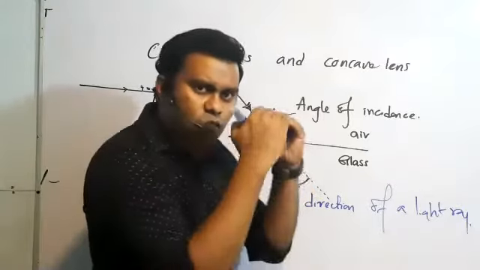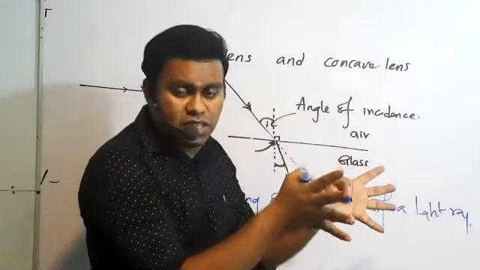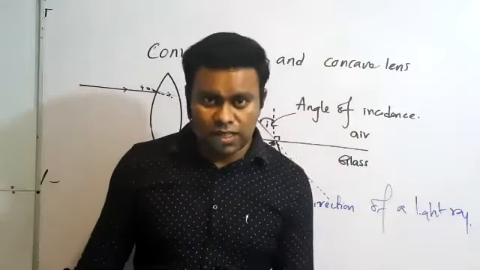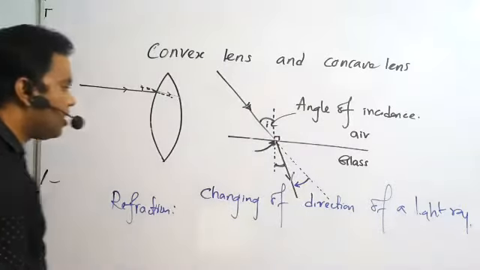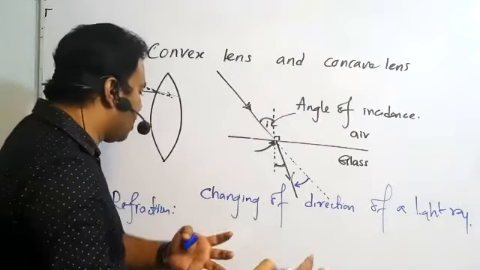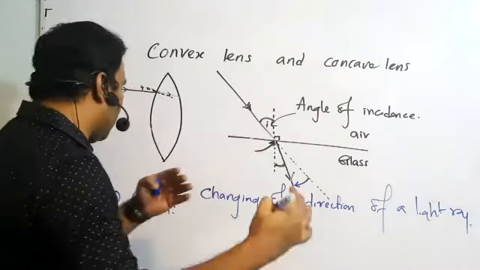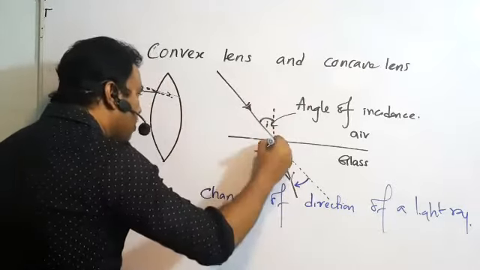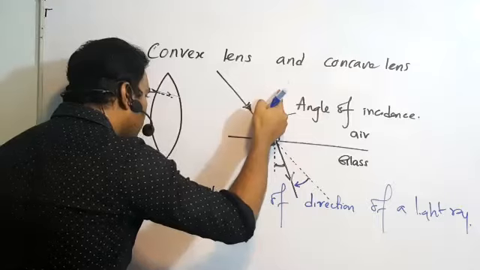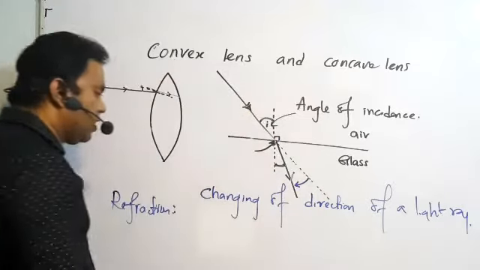Refraction is the change in the direction of a light ray. But you have to specify when it happens. So you have to tell when it travels from one transparent medium to another transparent medium. Now tell me the complete definition for refraction. Changing of the direction of a light ray when it travels from one transparent medium to another transparent medium.